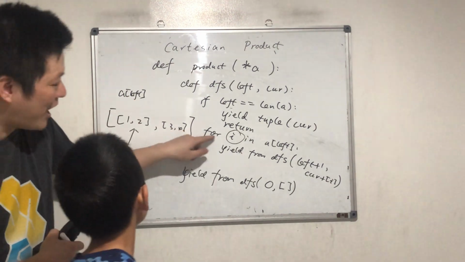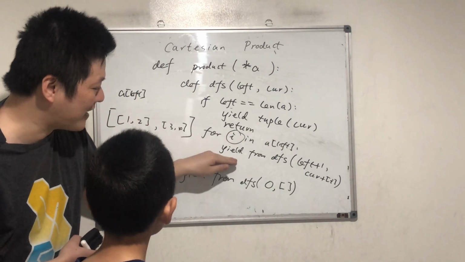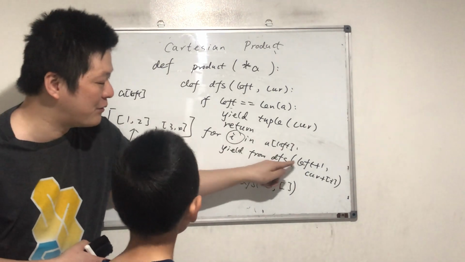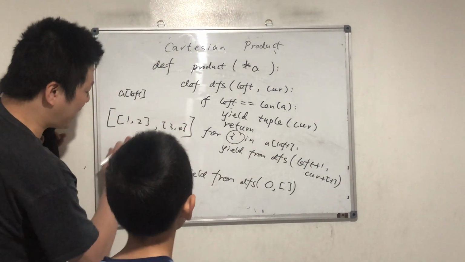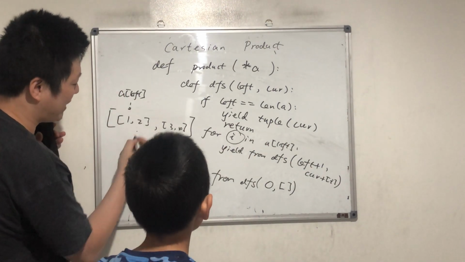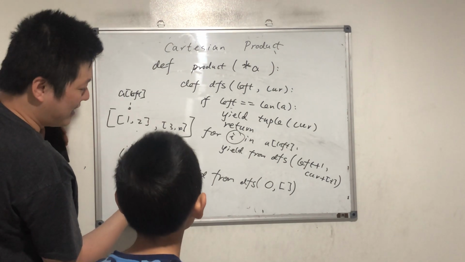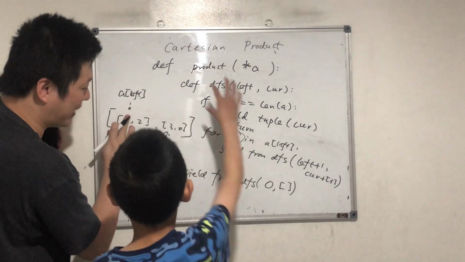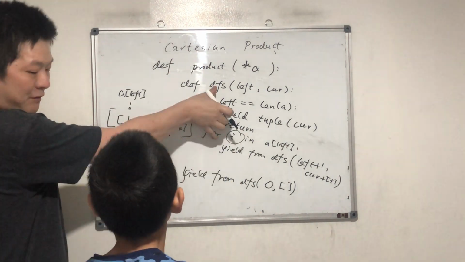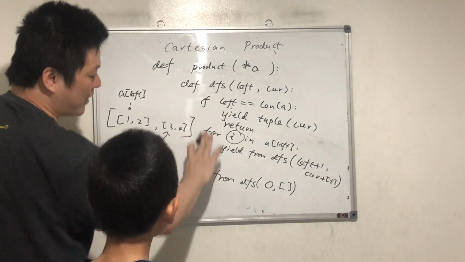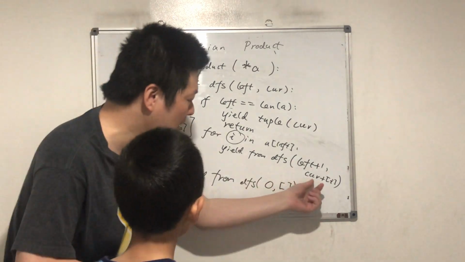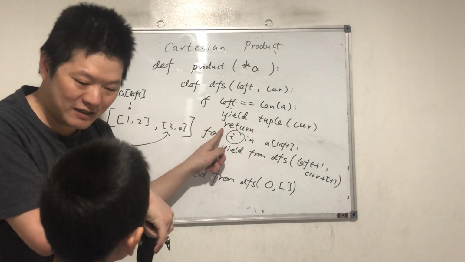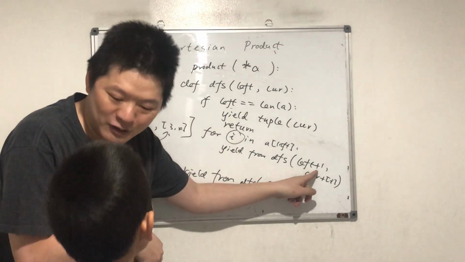So for I in A left, it will be this. And then I try to move it to the next one, because I can try 1 or 2 here and then move it to the next one, with the current plus I, right? If I choose the first one, we can have another define. This is the local function, right? Does it make sense?